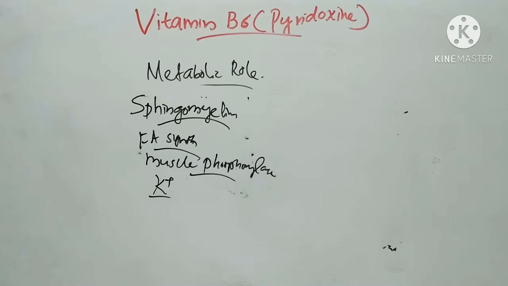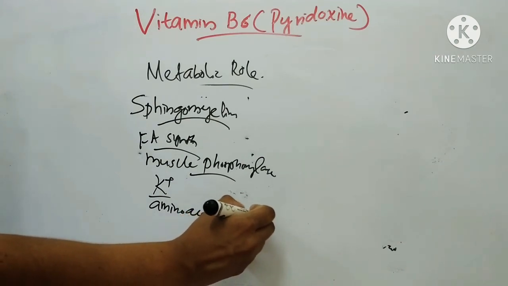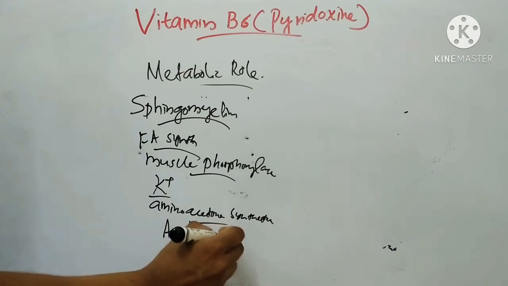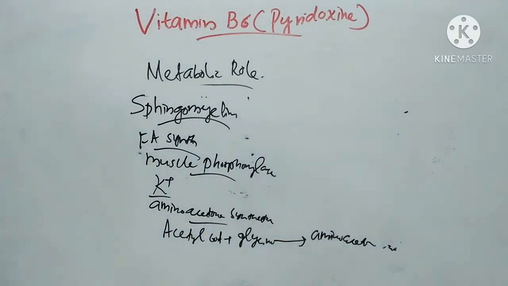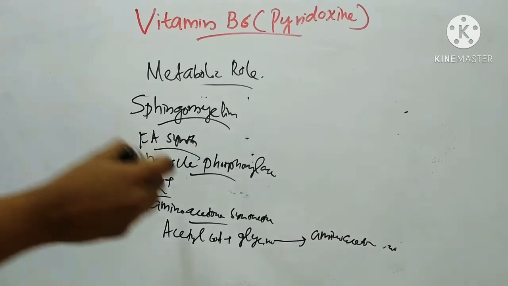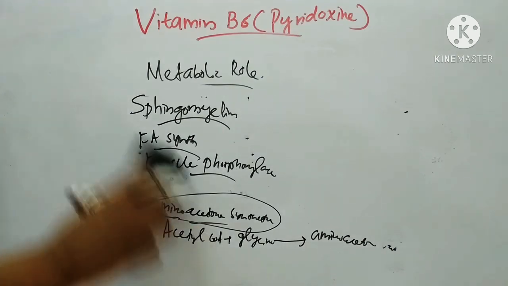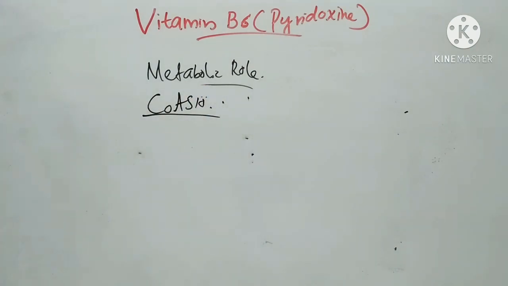Then as coenzyme for amino acetone synthetase. This is required for the formation of amino acetone from acetyl-CoA and glycine, by the enzyme amino acetone synthetase. In this enzyme also it is required as a coenzyme. Then synthesis of CoA SH or coenzyme A. Vitamin B6 is involved in the synthesis of CoA from pantothenic acid. In B6 deficiency, CoA level in liver is reduced.